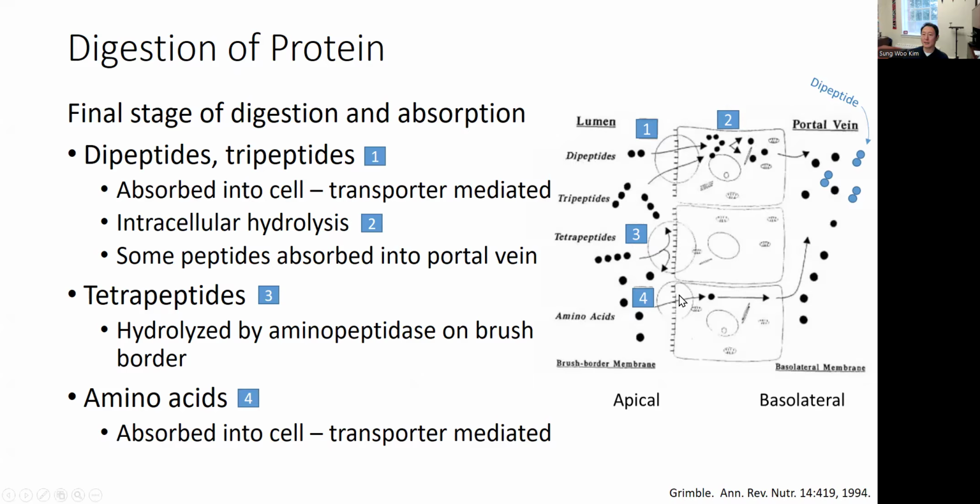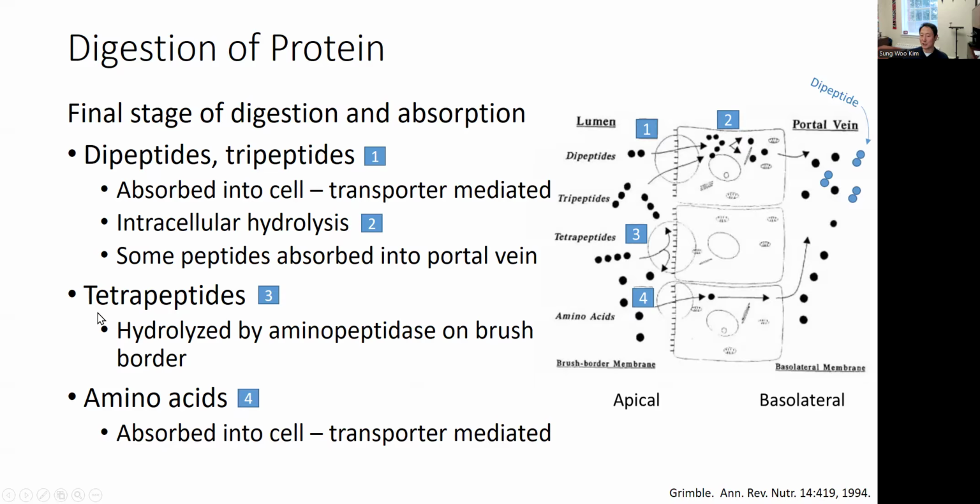Okay? And dipeptides and tripeptides, okay? Dipeptide with two amino acids, tripeptide with three amino acids. They will also be effectively absorbed into the enterocyte by the transporter called peptide transporters, PepT, okay? And in the enterocyte, they can be further digested into single amino acid and entering the blood circulation.